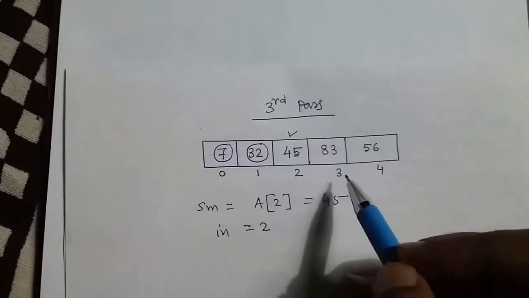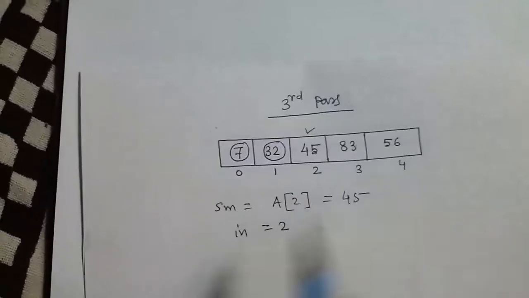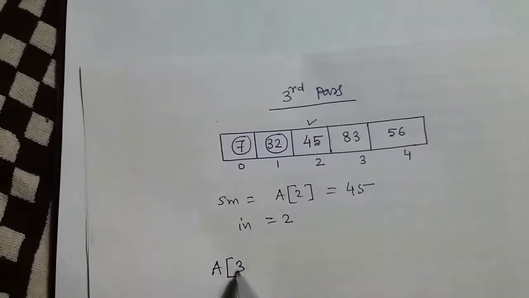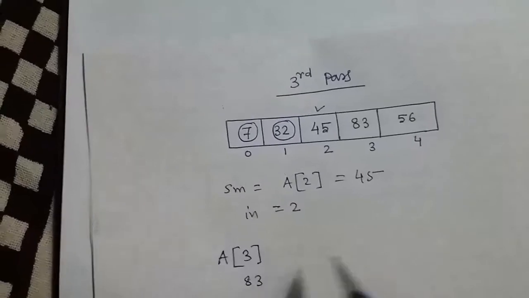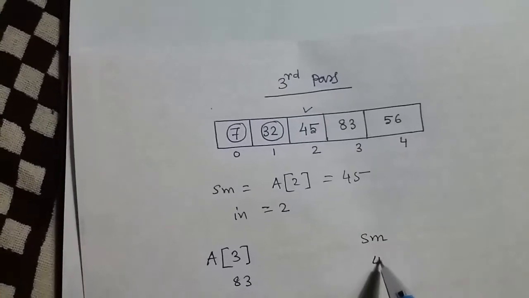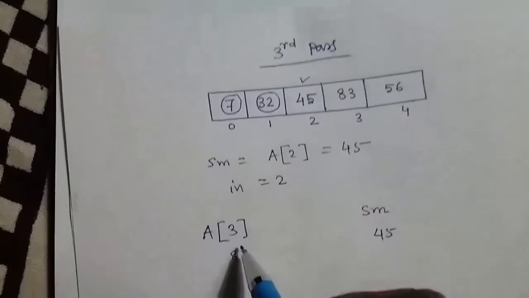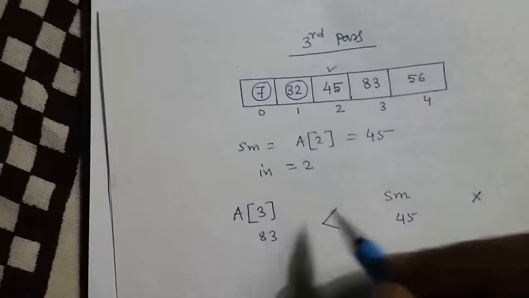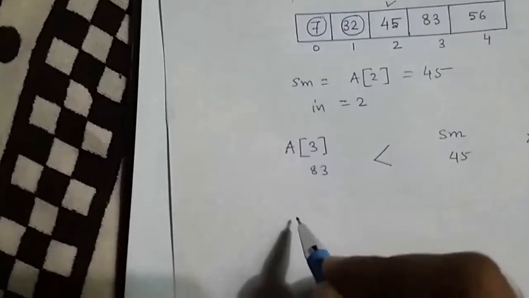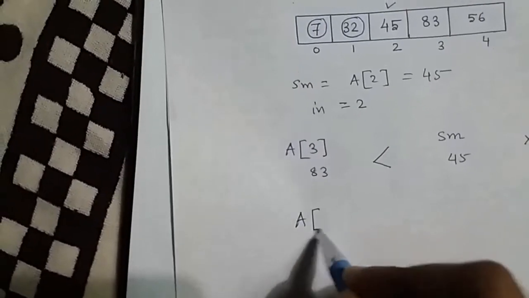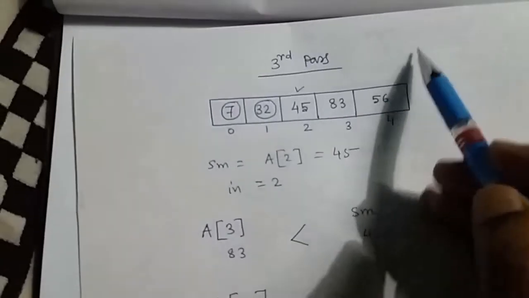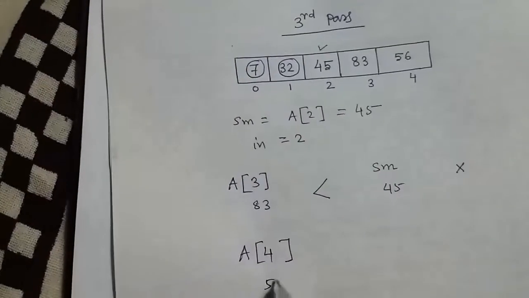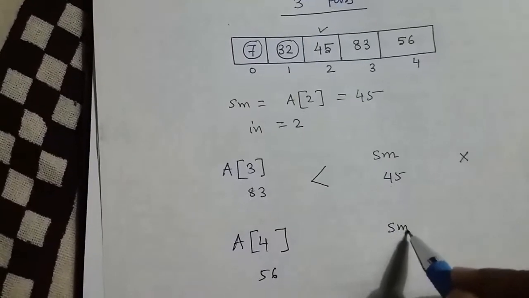So the element that will come for comparison first is A of 3. So A of 3, the value is 83, and here SM, the value is 45. So what is the relation between A of 3 and SM? A of 3 is less than SM? Obviously not. So the value of SM will remain unchanged. Now the next element will come, A of 4. Now A of 4 means 56. You can see 56, and SM is 45.